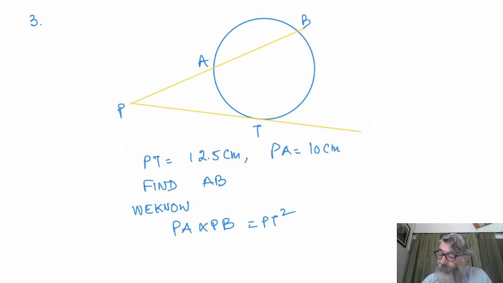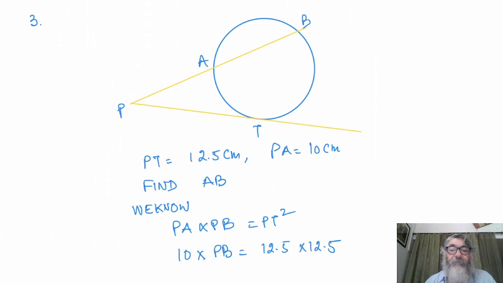Now PA is how much? 10. PB we don't know. PT we know, 12.5 square. So 12.5 into 12.5. You can write a square, or I have written 12.5 into 12.5. PB will be how much? 12.5 into 12.5 upon 10. That will come out to be 12.5 into 1.25.